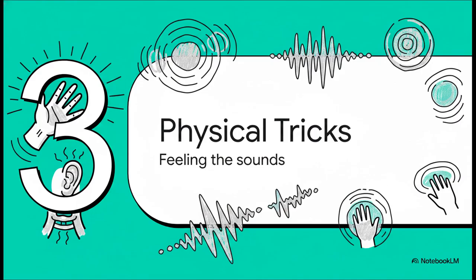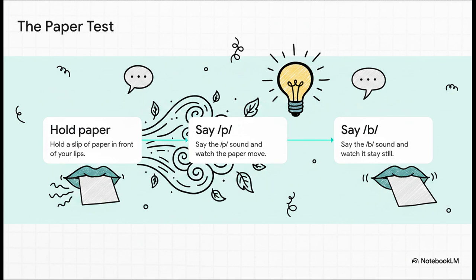Because we can take this a step further. This is the classic paper test, and it brilliantly illustrates how to physically feel a sound. I actually encourage you to try this right now. Grab a small slip of paper, hold it right in front of your lips, and say a hard P sound. You will see the paper literally flap away from your face due to the puff of air, the aspiration. Now say a B sound. The paper barely moves.